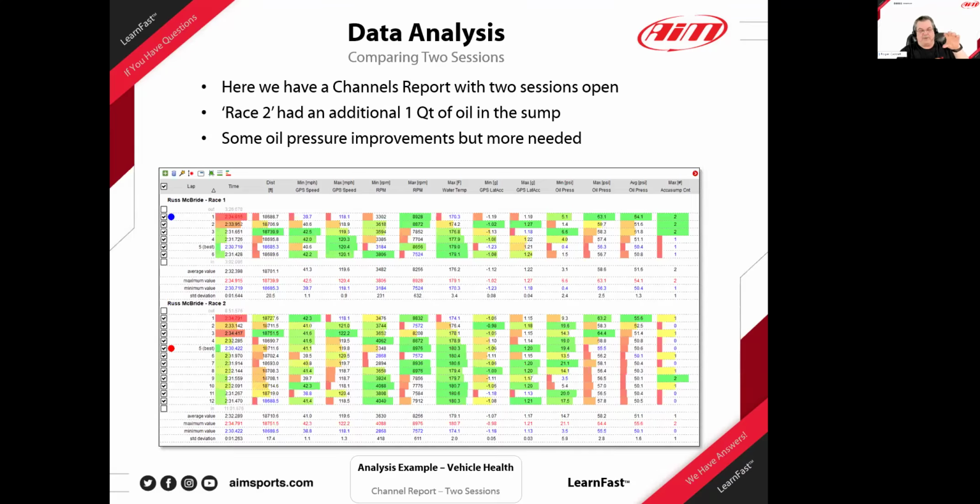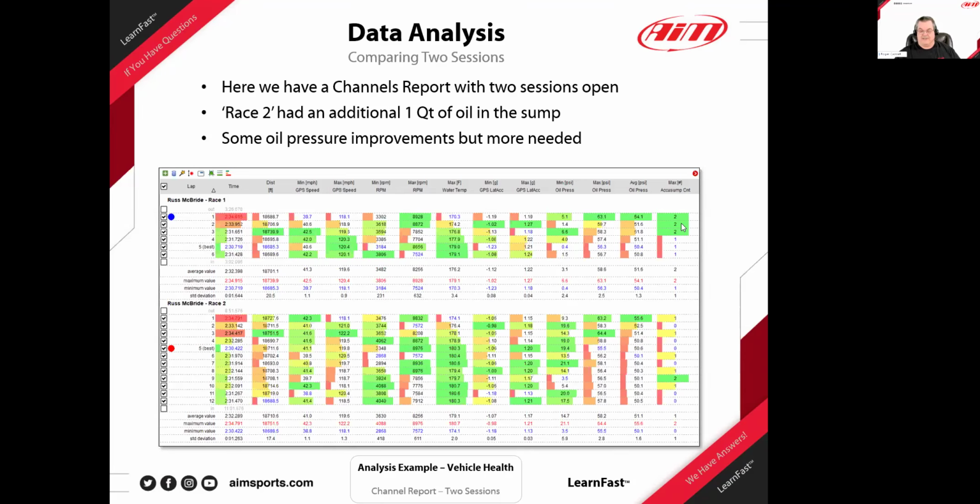Then he sent me some more data as the weekend went on, and he also did a couple of different things. He had thought about it a little bit, and he put an additional 1 quart of oil in the sump, because of the way the AccuSump was working, it may have been pulling some oil out after he had checked his oil levels. So he added 1 quart of oil for race 2, and now we go right back to that same channel report that we talked about earlier.